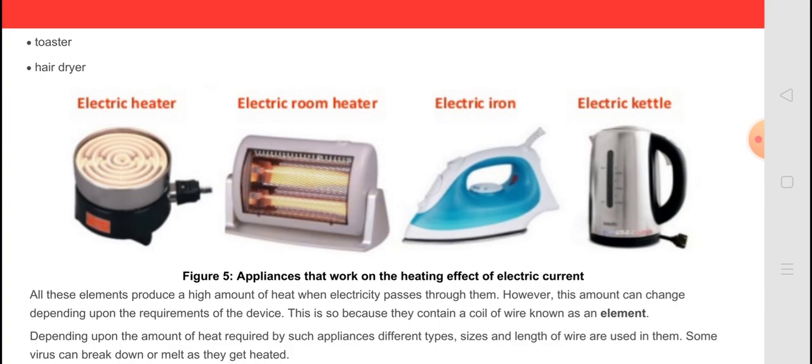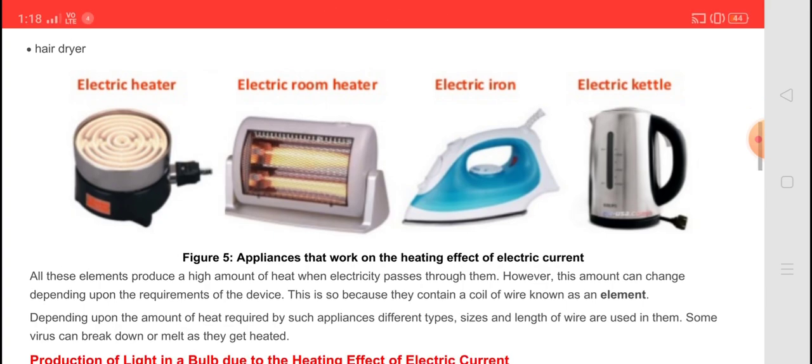Then, the heating element of the electric room heater, or convector, and the electric heater used for cooking food can be seen from the outside. But the heating element of most electric heating appliances such as the electric iron, electric kettle, electric geyser, electric oven, hot plate and hair dryer cannot be seen by us because it is concealed inside the body of the appliance.